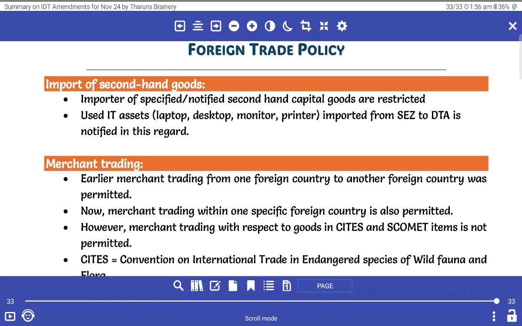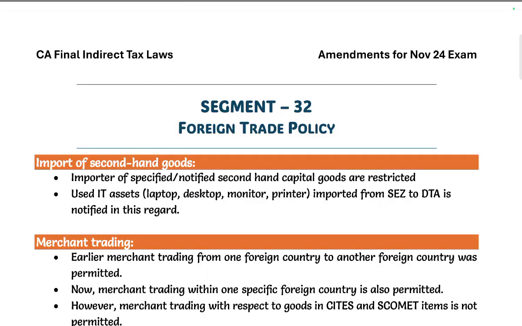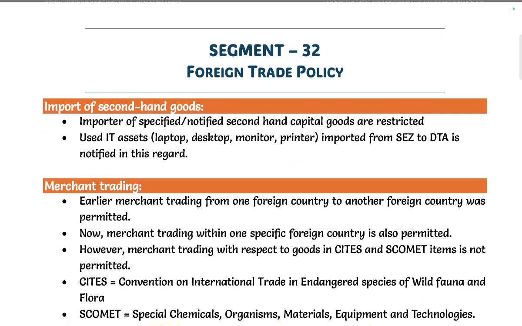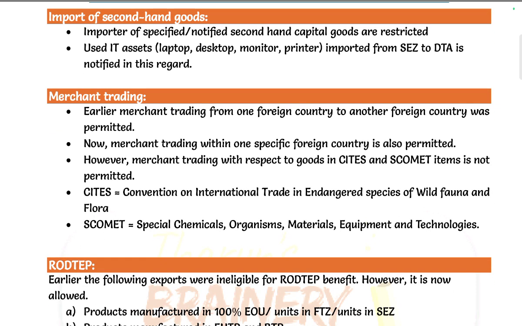Foreign trade policy. Import of second-hand goods. Import of specific notified second-hand capital goods is restricted. Using IT systems: laptop restricted, monitor restricted, printer restricted. Import from SEZ to DTA is modified to be recorded. Merchant trading from one foreign country to another foreign country was permitted. The merchant trading within one specific foreign country is also permitted.